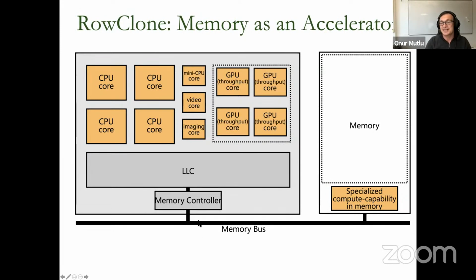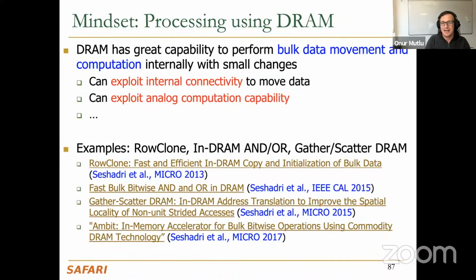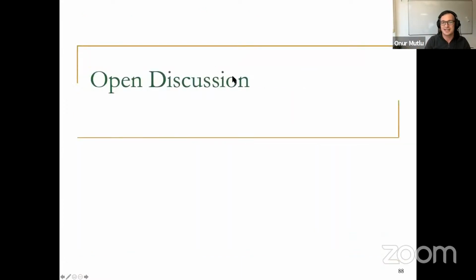As I mentioned, mindset is important, and RowClone is actually changing the mindset such that, okay, memory can be an accelerator also. In fact, it could be a very powerful accelerator by getting rid of the memory bus bandwidth bottleneck, specifically for data copy and initialization operations. And as I said, it is perhaps the first modern work that has shown that DRAM has great capability to perform bulk data movement and initialization internally with very small changes. And later works built on it, as I discussed.